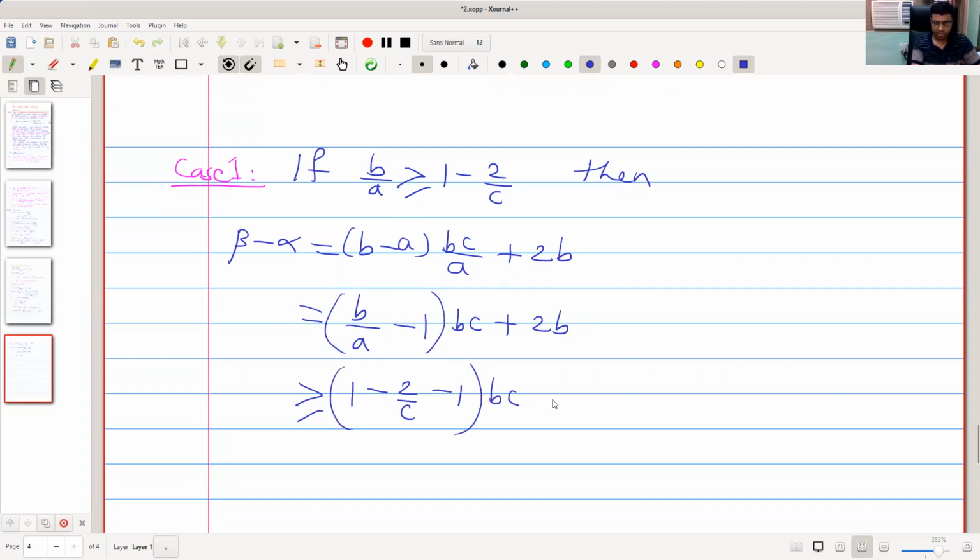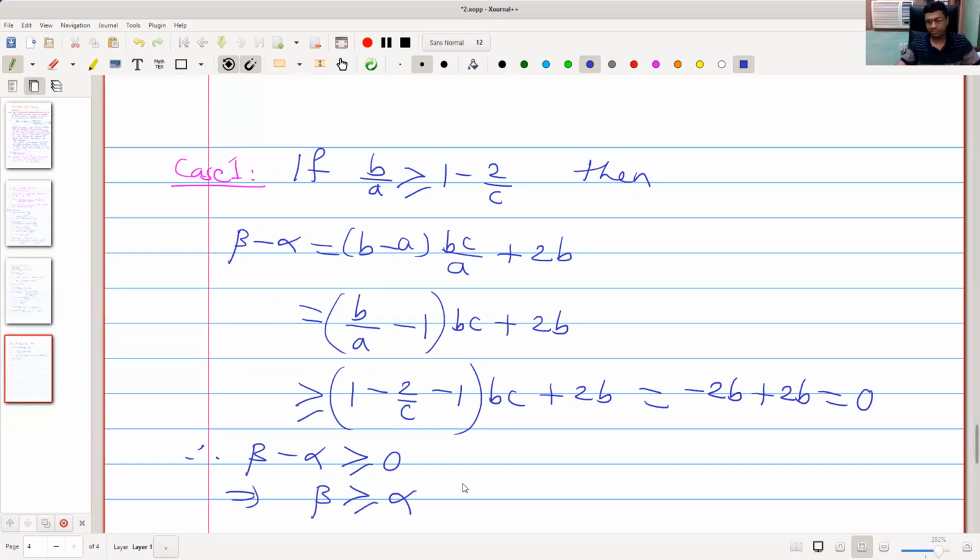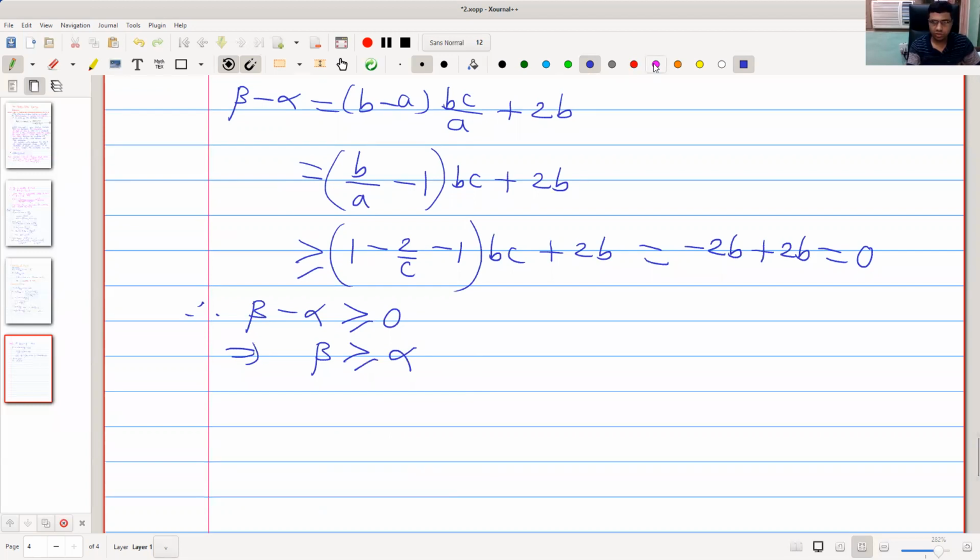Okay, bc plus 2b. Now we can see that this is simply minus 2 by c into bc, that is minus 2b. Okay, this is minus 2b plus 2b, and that is 0. So what we have proved, beta minus alpha is greater than or equal to 0, that is beta is greater equal alpha. So beta is greater than or equal to alpha.